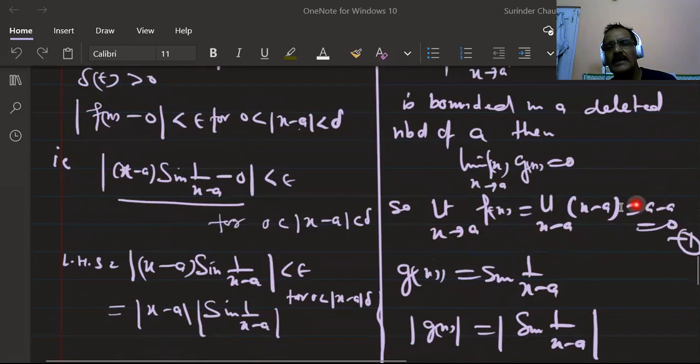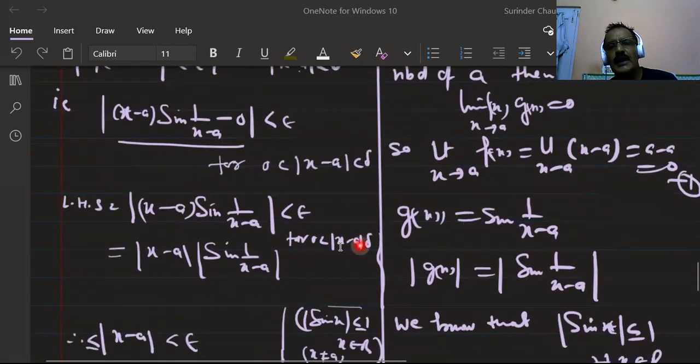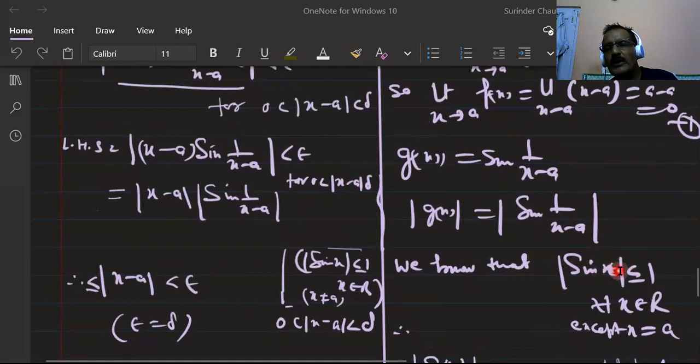Now we'll show that g(x) is bounded. What is g(x)? g(x) is equal to sin(1/(x - a)). So |g(x)| is equal to |sin(1/(x - a))|. We know that |sin x| is less than or equal to 1 for all real numbers. If we replace x by 1/(x - a), then this will be bounded except at x equal to a, because if x is equal to a, you can discuss that.